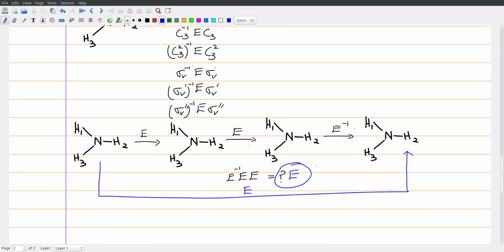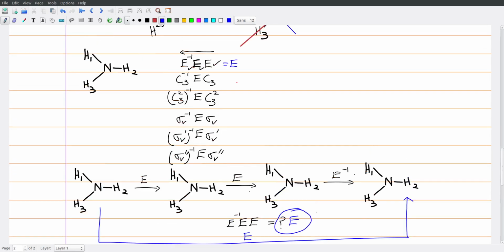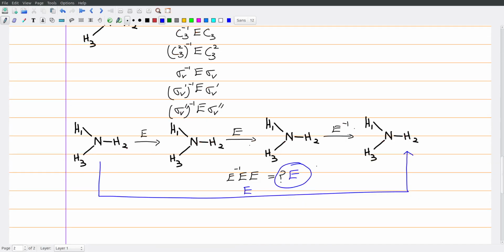Let me do this part. Let me do this C3 inverse. I'll just remove all this. I'll remove the labels. So this will be H2. I'll remove the labels and, okay, right.